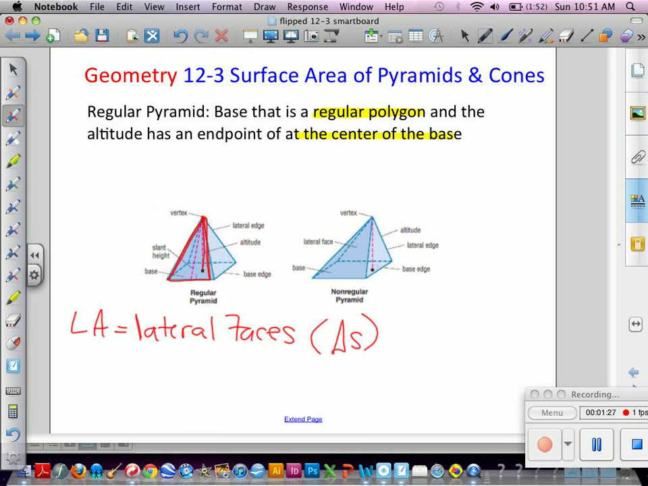And within that triangle, we have this dotted line here. That is the height of that triangle. That is the slanted height of the pyramid. And so when we are using the slanted height in our formulas, L will be the letter to represent our slanted height.